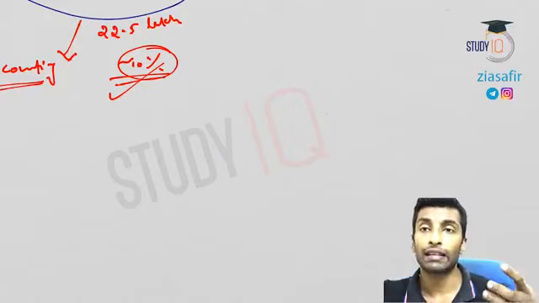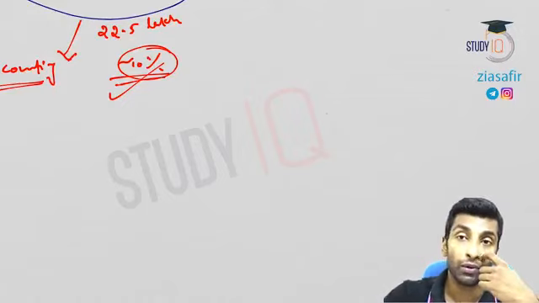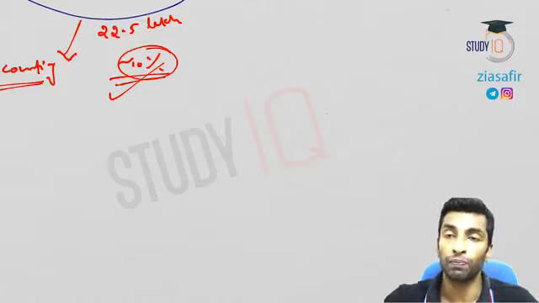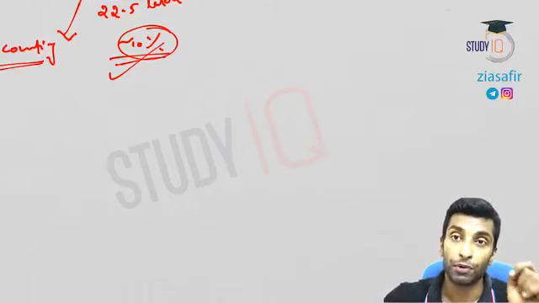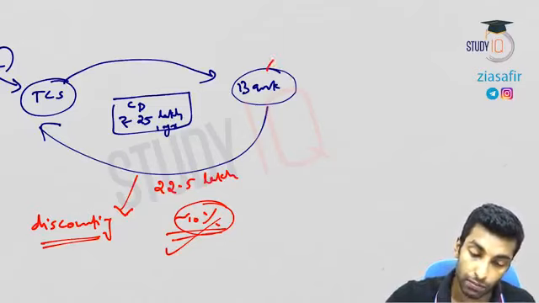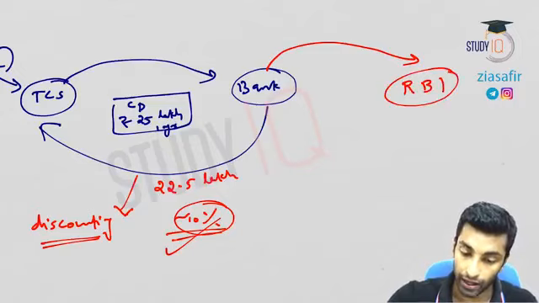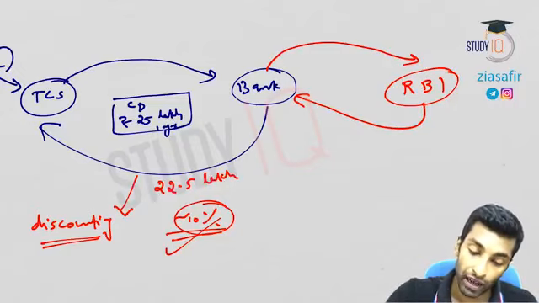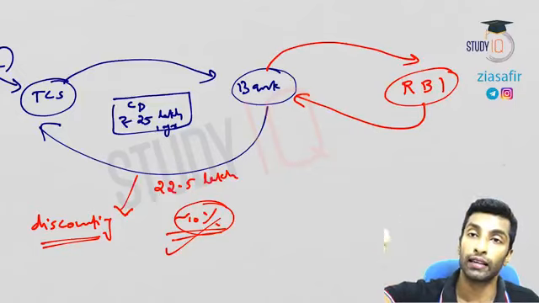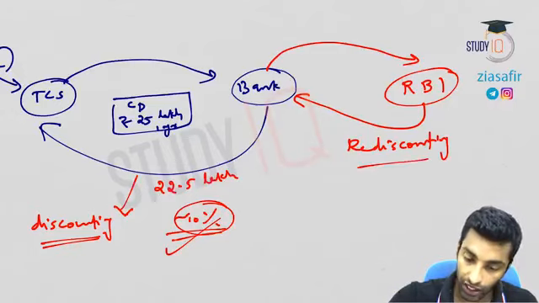Now what can the banks do? Banks can pledge the securities to the RBI. So now what will RBI do? RBI will deduct some interest and will give cash to the banks. That process is known as rediscounting. I'll tell you what is rediscounting. Banks can give this security to RBI, and RBI will do the rediscounting, that means give a loan against that security to the banks. So this process is known as rediscounting.